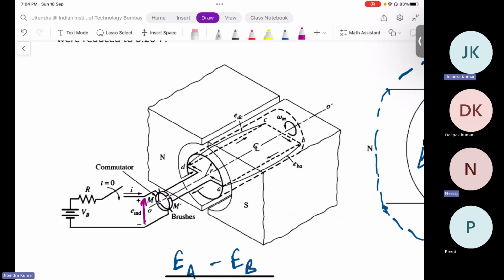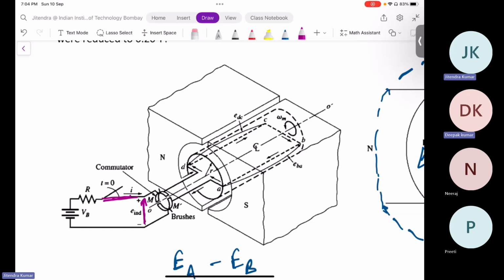Sir, at the starting it will be zero, then it will increase, sir. At the starting, yes, but we are talking about steady state, no load condition. So what will be the value of induced EMF? At a steady state, this switch will be closed, right? Yes, sir. Now you tell me. It will be B cross LV.